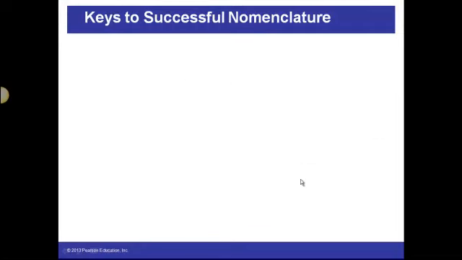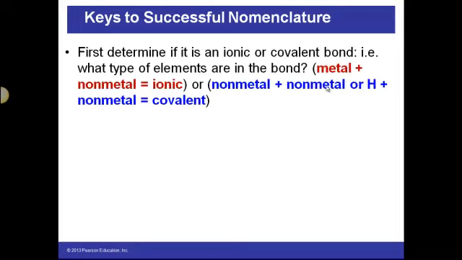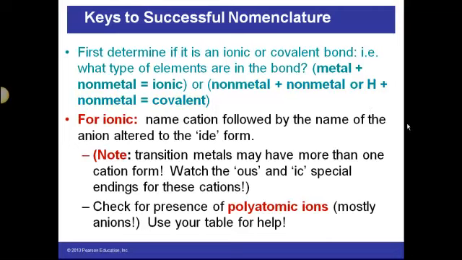Overall then, keys to successful nomenclature. First, you need to figure out, is it ionic or covalent? Metal plus nonmetal, typically ionic. Go with the ionic nomenclature that you learned from chapter 3. Nonmetals plus nonmetals, or hydrogen plus the nonmetal, are termed covalent. And so these will get the covalent nomenclatures. And we notice that hydrogen has an exception to the covalent nomenclature rules.